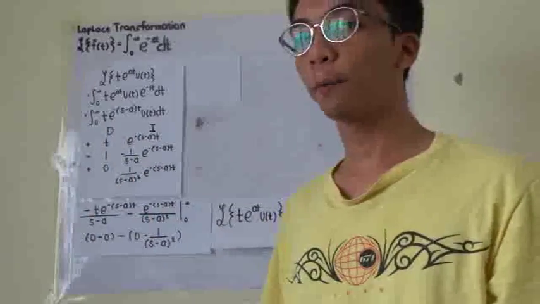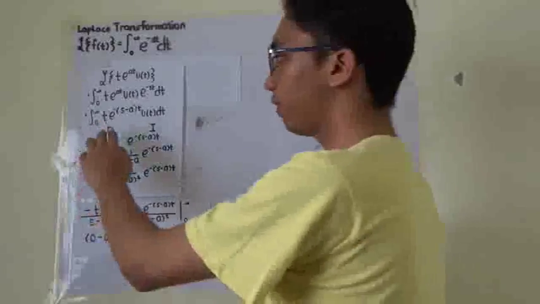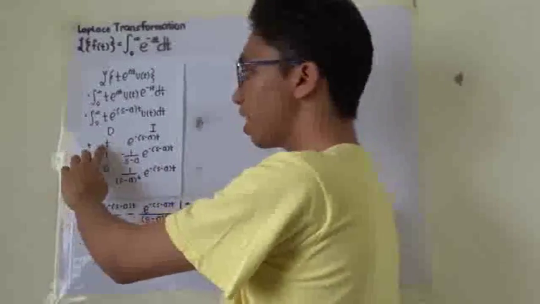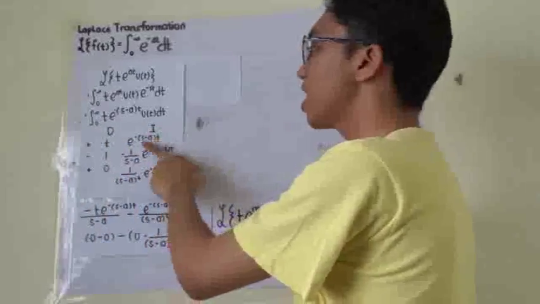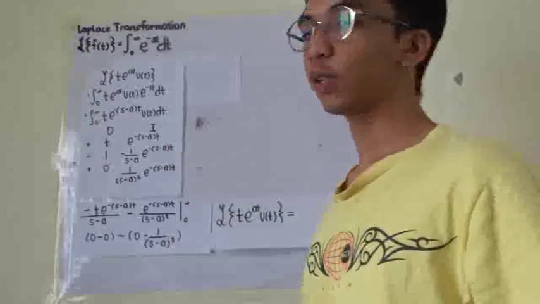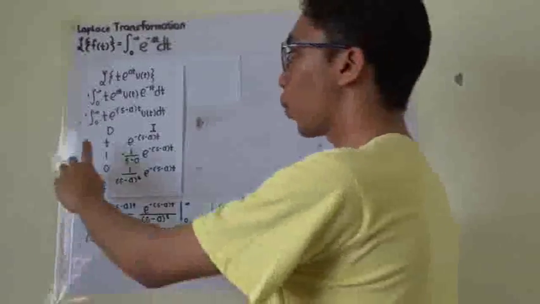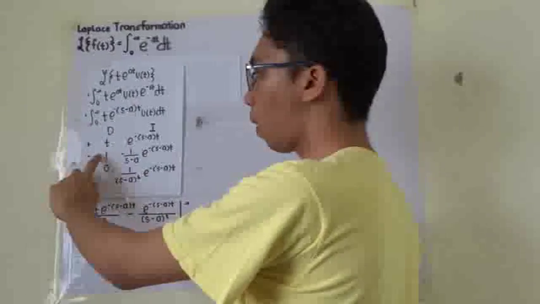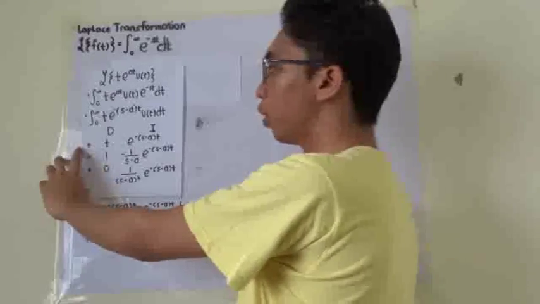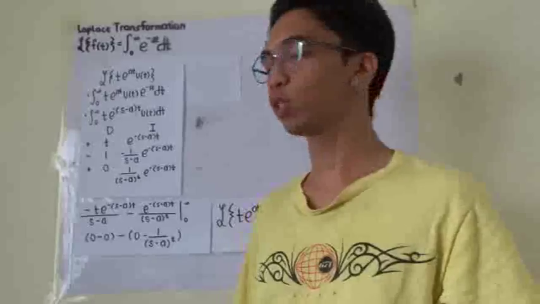In our improper integration, we will use the tic-tac-toe method, having the derivative parts and the integral parts. So we have t in the derivative part and e raised to negative s minus a times t in the integrating part. So performing our tic-tac-toe method, we have the derivative of t, which is 1, and the derivative of a constant is 0. And remember to have the pattern of alternating signs, positive, negative.